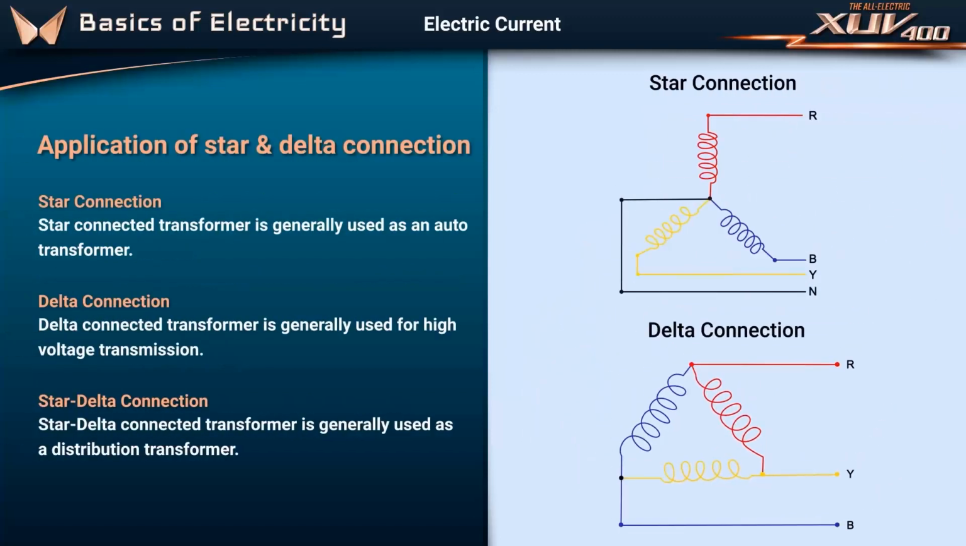Application of star and delta connection. Star connection. A star-connected transformer is generally used as an auto transformer. Delta connection. A delta-connected transformer is generally used for high voltage transmission. Star-delta connection. A star-delta connected transformer is generally used as a distribution transformer.